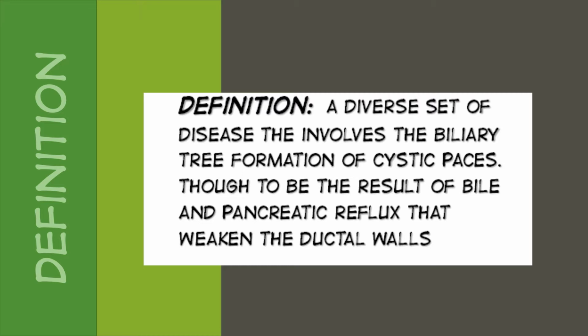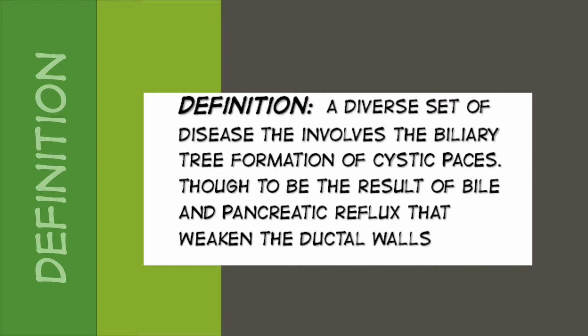So if we look at choledochal, that means the biliary tree, and then cysts, we know what cysts are. So we have cysts in the biliary tree. The only thing is that these aren't, I guess, true cysts that you'd think of, like cysts on your ovaries or cysts in the liver, cysts in your thyroid. These are actually dilations of the biliary tree.